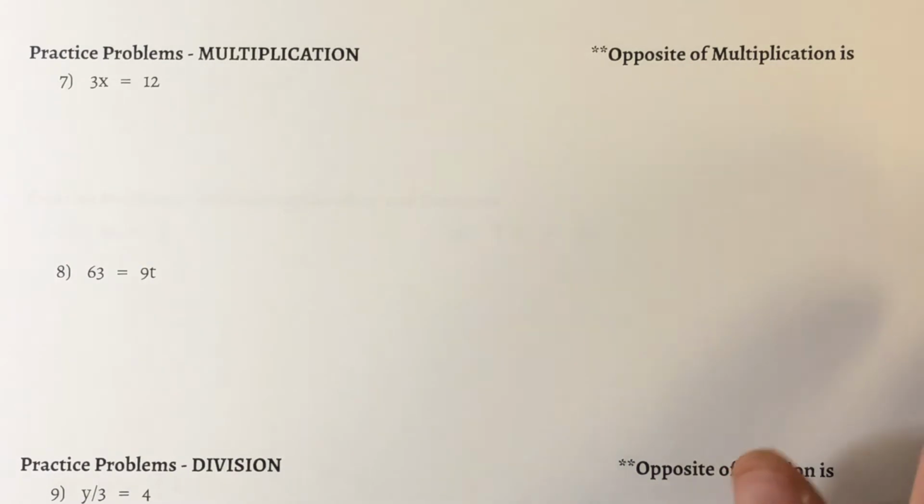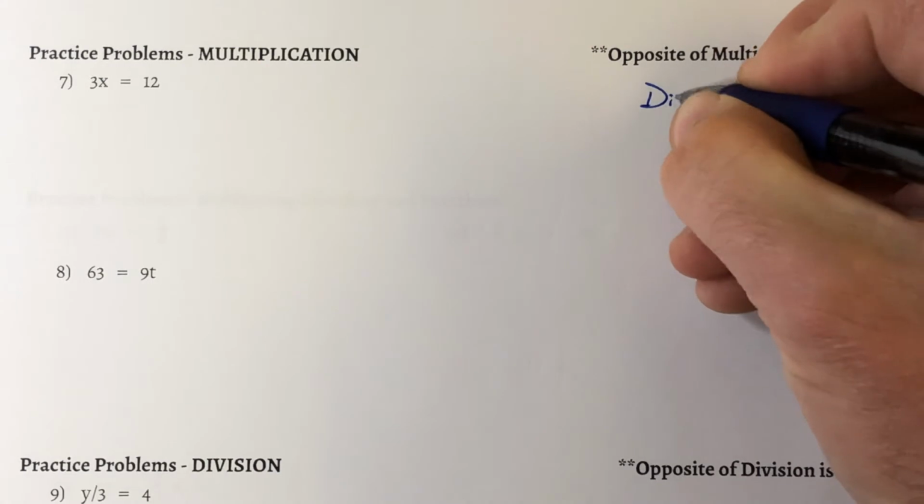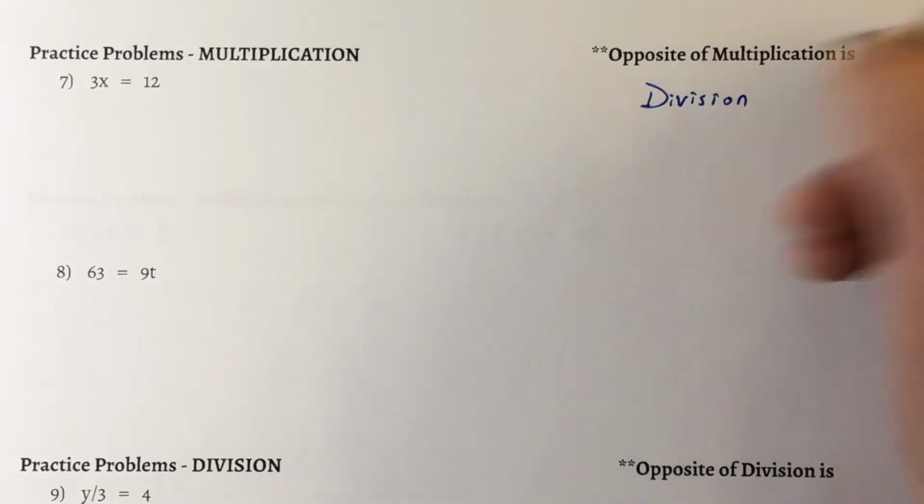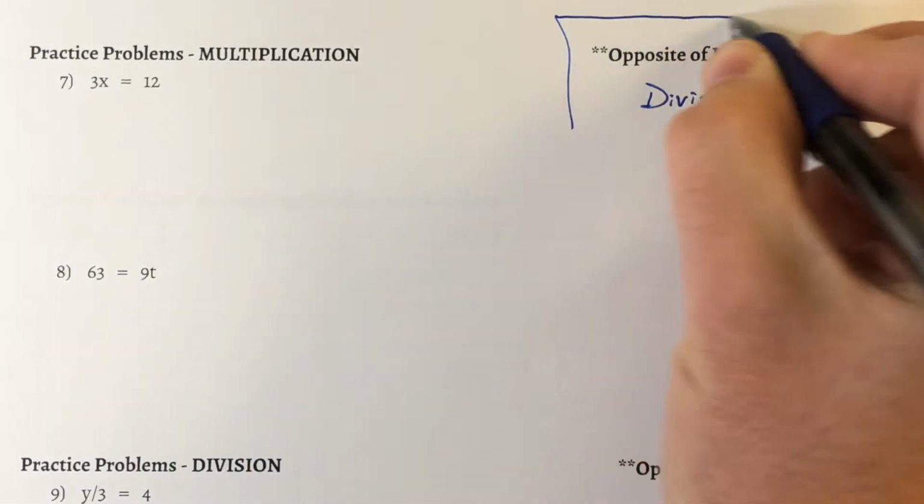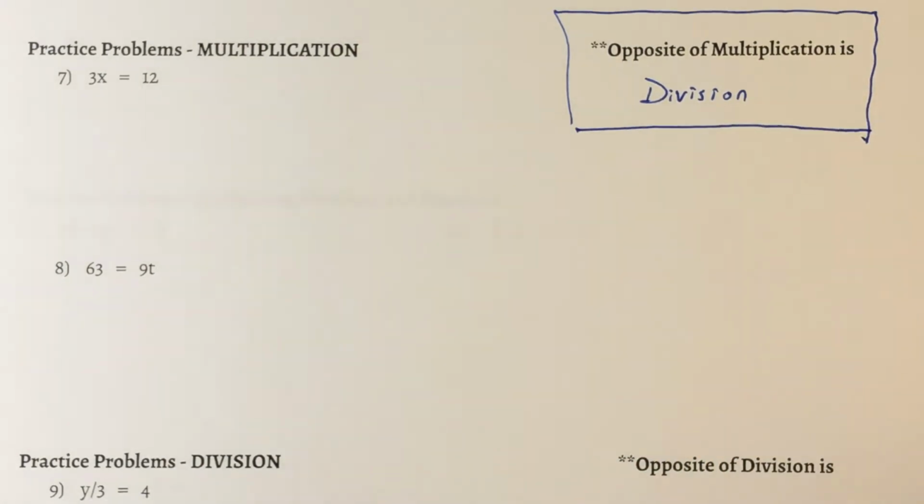Our next section is multiplication. So first, we need to know what the opposite is because, again, solving equations, you always do the opposite of what they're doing, and you do it to both sides of the equal sign. So the opposite of multiplication is division. So if you see multiplication, you divide. It's like you finally get to do the opposite of what you're told to do.